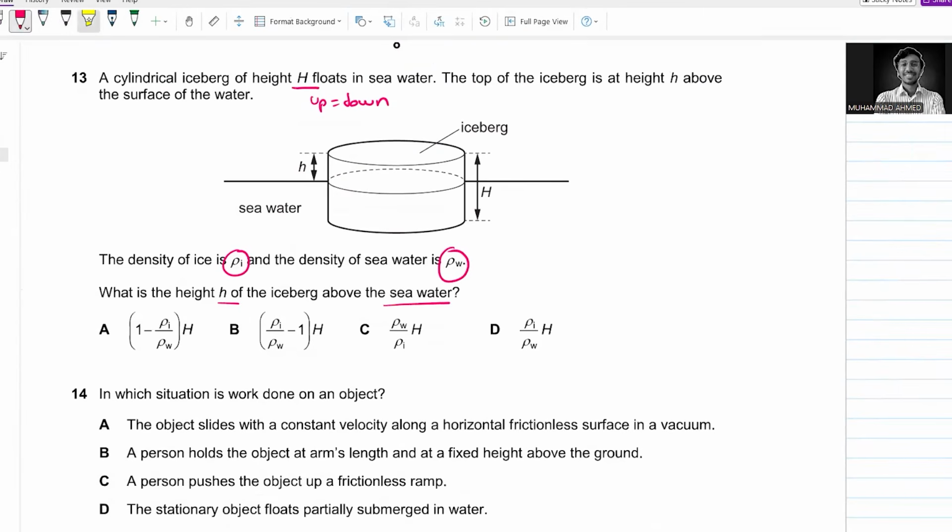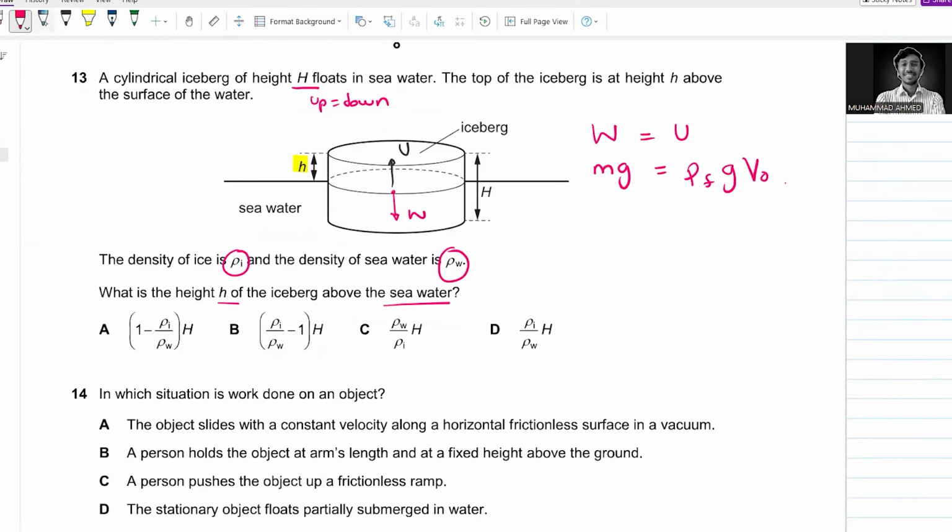You have to calculate the height h of the iceberg above the seawater. You have to calculate this small h. How will you do that? First of all, you will say the weight of this iceberg is equal to the upthrust. So you know weight will be equal to what? Upthrust. Beta, what is the formula of weight? Do you remember the formula of weight? Weight is equal to mass into gravitational field strength. What is the formula of upthrust? Density of the fluid g into volume of the object.